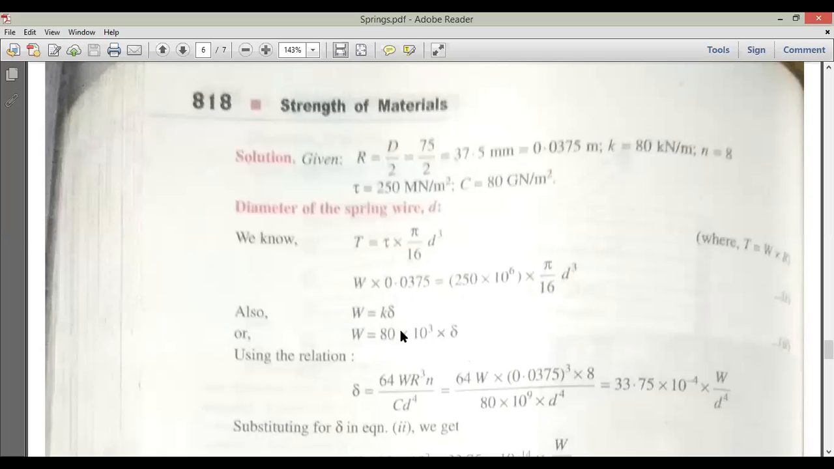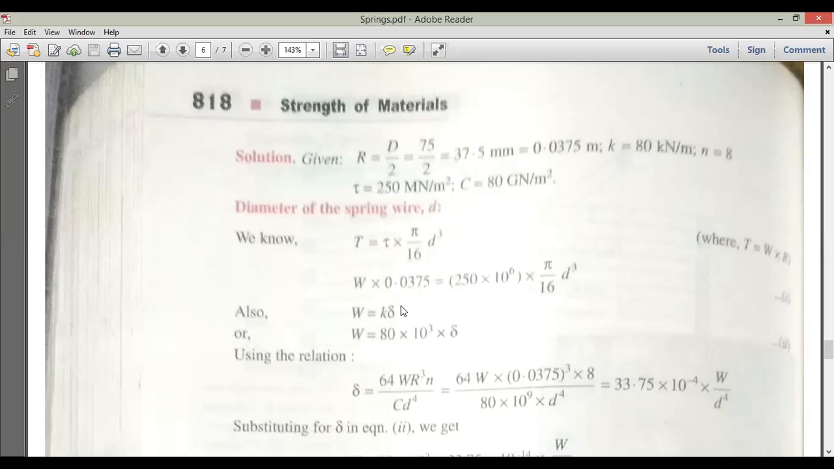So K is given, spring constant is 80 kilonewton per meter, or 80 into 10 to the power 3 Newton per meter, and delta we don't know. So we have got to know the work. The work is W into the distance by which the spring has expanded. So this is W into 0.375, and it is equal to the torque. So substituting this value, we will be finding W. Equating these two values, we will be finding W equals 80 into 10 power 3 into delta.